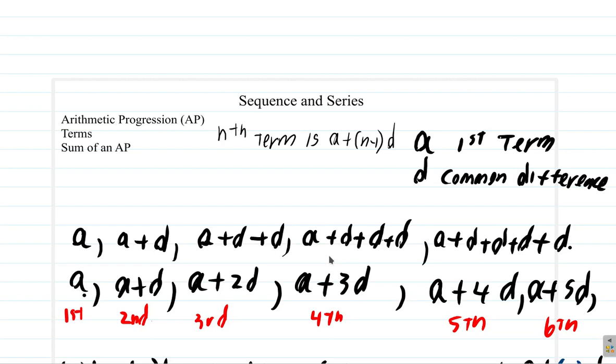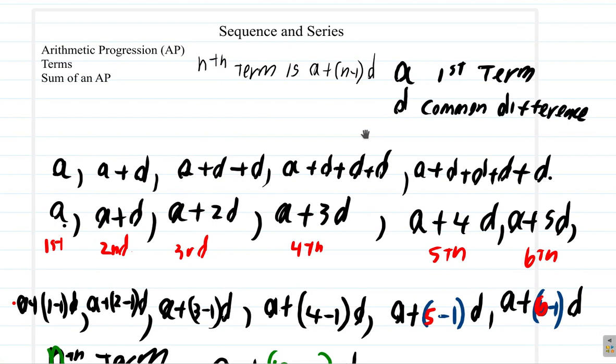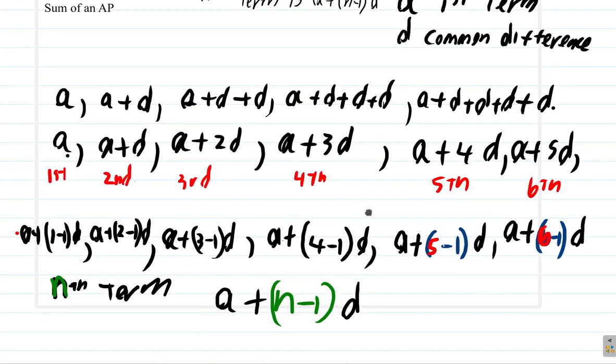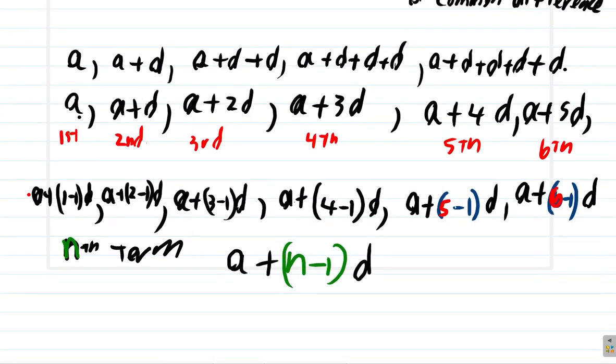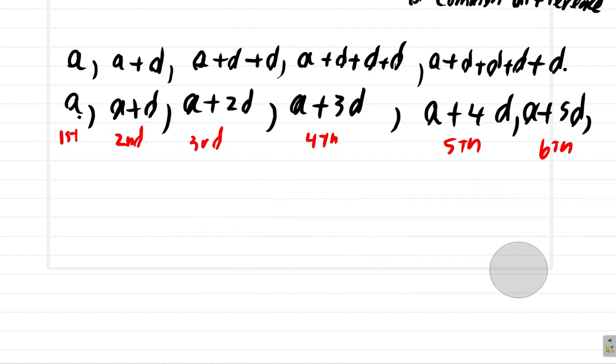In our previous video, we saw that the nth term of an arithmetic progression is a plus n minus 1 d. Now, let's look at the sum of the arithmetic progression. We need to erase some of our work here. Alright?